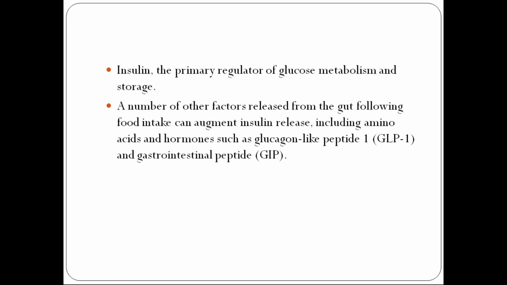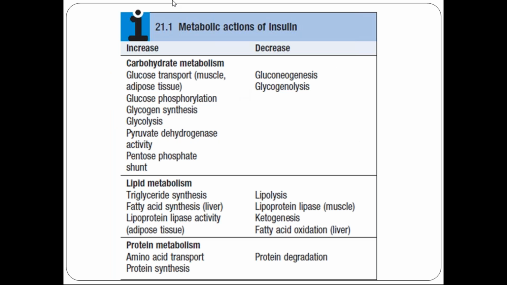And there are many factors released from the gut that augment insulin release, including amino acids and hormones such as glucagon-like peptide, GLP-1, and gastrointestinal peptide. These also play a role in the regulation of glucose in the body, but the primary regulator is insulin. So what are the metabolic actions of insulin?